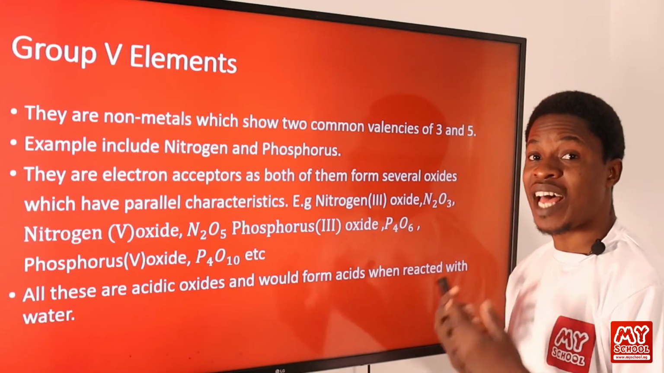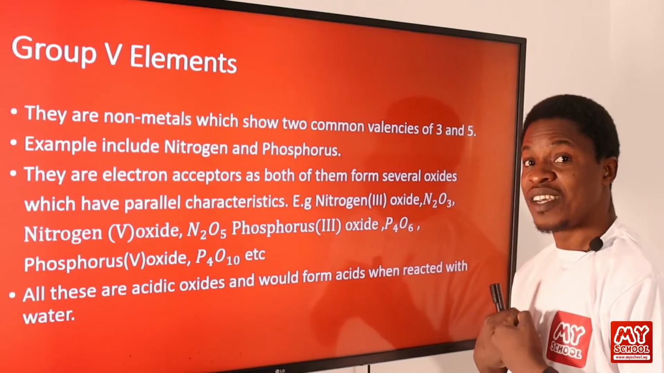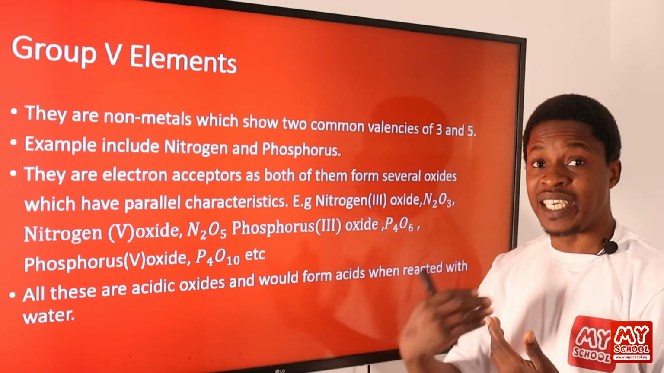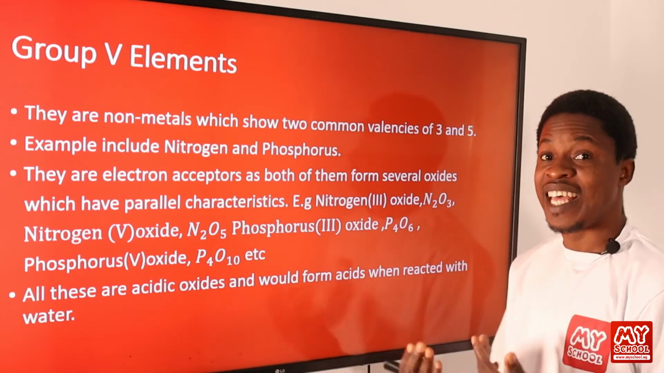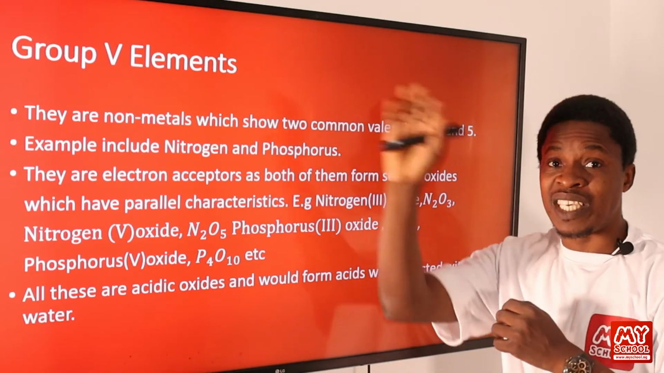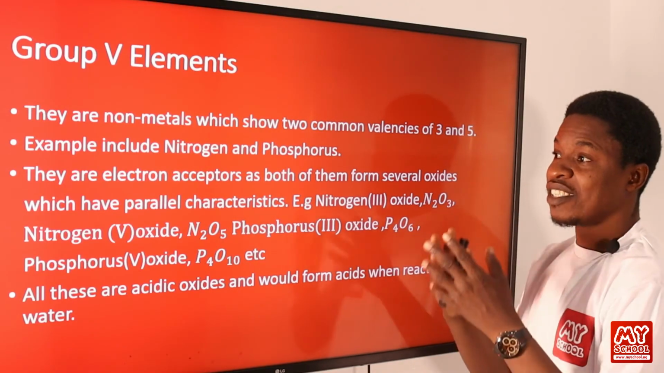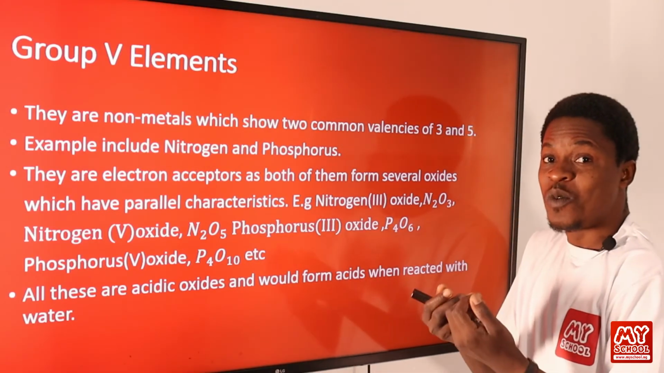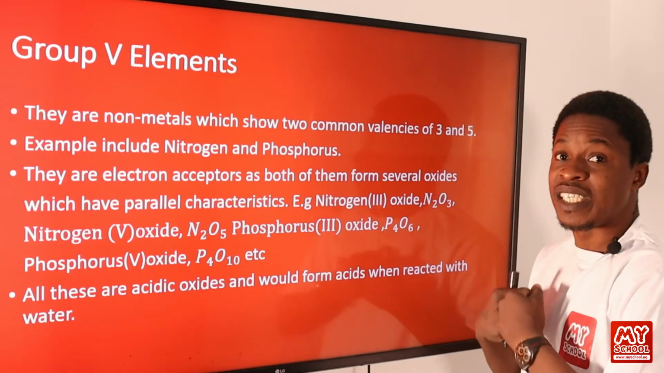All non-metals are electron acceptors, while all metals are electron donors. They give because they have excess. That's why they are positive. They have excess, so they will always give electrons out, but there's always a receiving end. So it's the non-metals that are always receiving or accepting electrons.